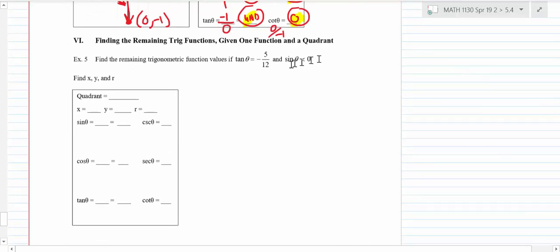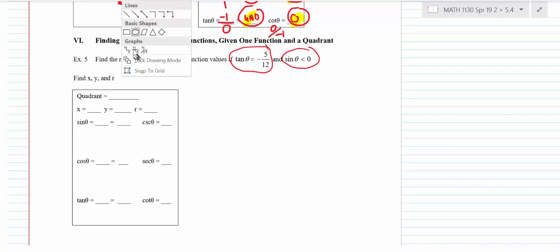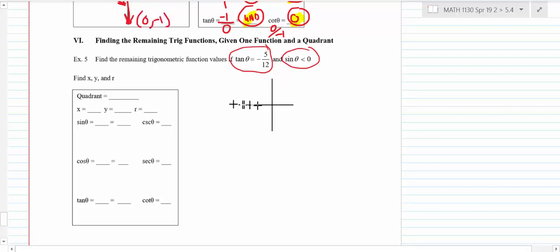Okay, so let's do this last example here. This is just sort of an exercise to help students get their definitions down. What I've done on this one is I've given you a trig function and I've given you a condition. That's enough information to figure out the rest of the trig functions. So the first thing we're going to do is figure out what quadrant we're in.